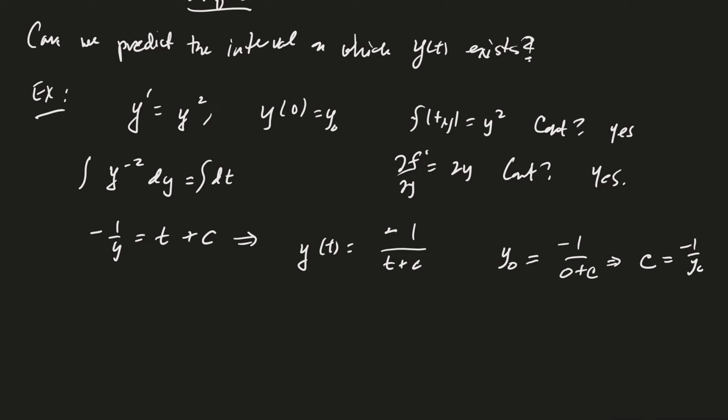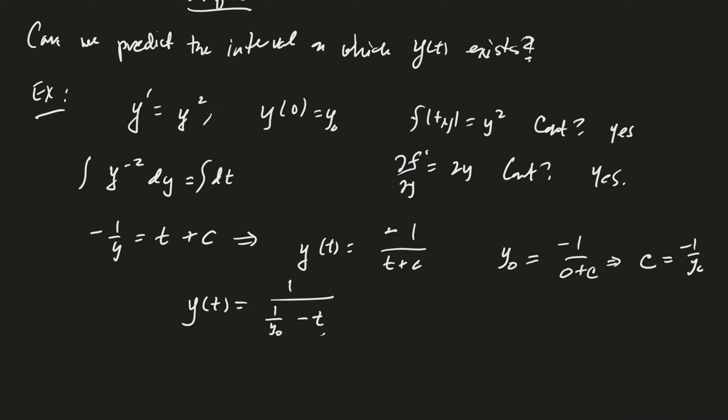we can write the answer in a couple different ways. I'm going to bring the negative sign down into the denominator, and I'll write it as 1 over y0 minus t. Okay, and the reason I'm writing it like this is because it's easier to see now what interval your solution exists for. And so what will the interval be for this function?